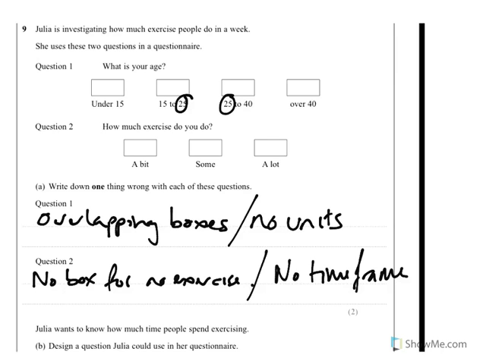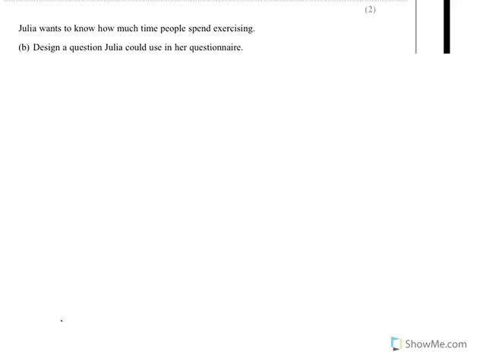Okay, in part B, Julia wants to know how much time people spend exercising. We need to design a question Julia could use in her questionnaire. Okay, so let's design a question she could use. Now, there are two options. You always need to link your question to the thing that she wants to find out. So we need to talk about how much time people spend exercising.